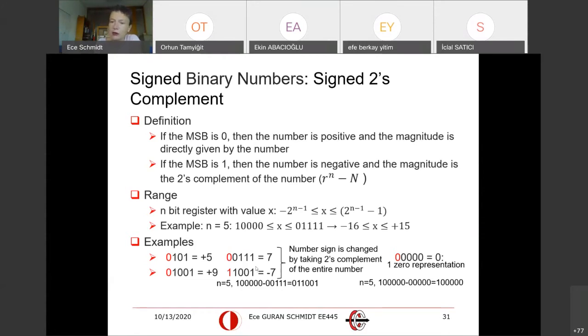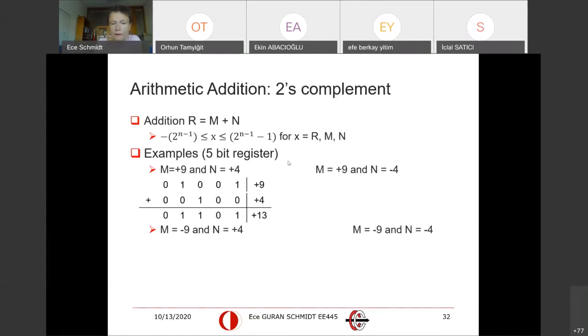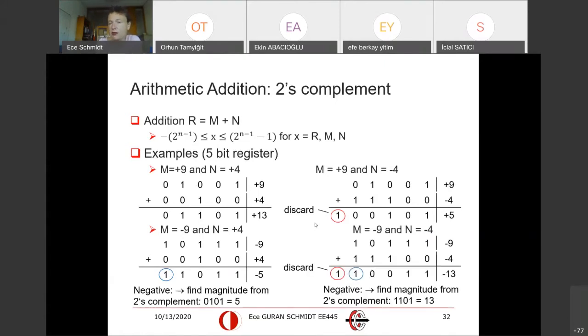We also learned the methods to convert a number to its 2's complement. We learned arithmetic addition by hand, and all these rules. For a 5-bit register, we looked at possible cases. We discussed overflow. So we know how to do arithmetic addition in 2's complement.